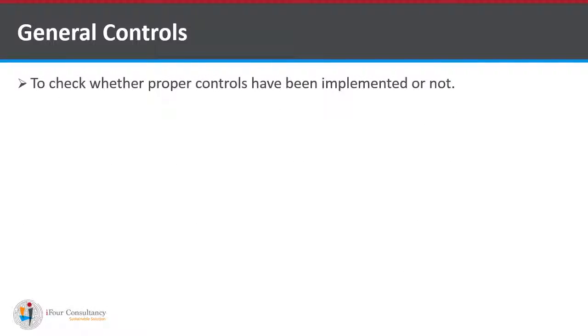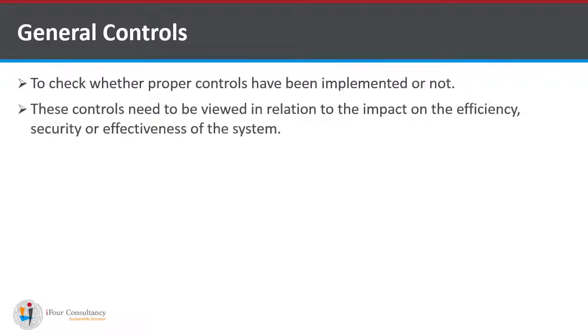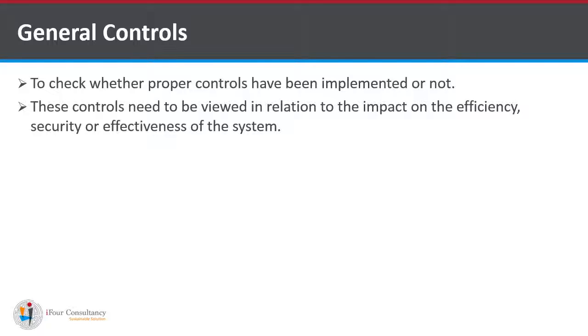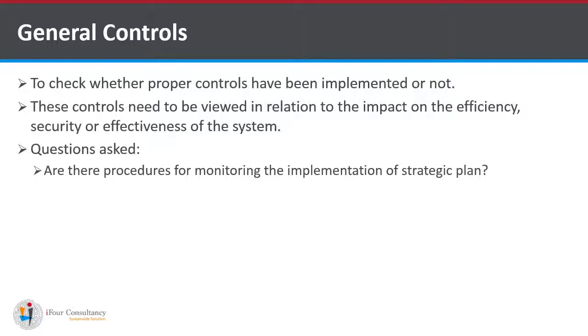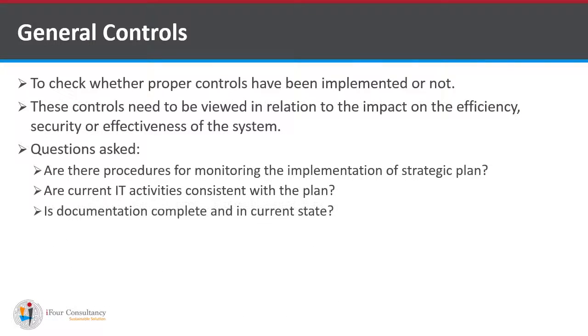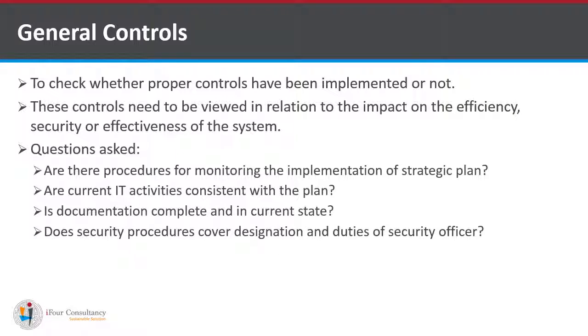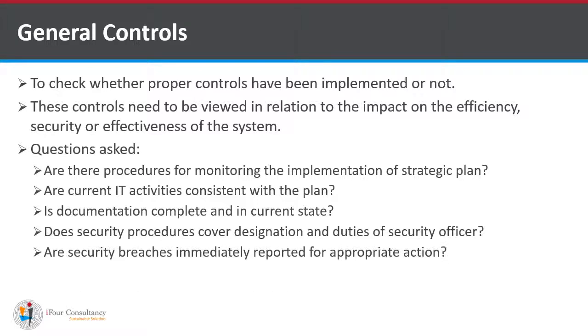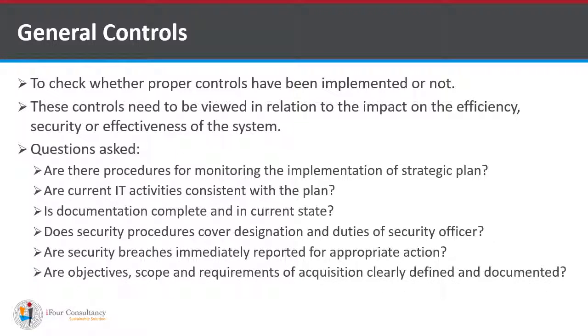General controls, to check whether proper controls have been implemented or not. These controls need to be viewed in relation to the impact on the efficiency, security, or effectiveness of the system. Questions asked: are there procedures for monitoring the implementation of strategic plan? Are current IT activities consistent with the plan? Is documentation complete and in current state? Does security procedures cover designation and duties of security officer? Are security breaches immediately reported for appropriate action? Are objective, scope, and requirements of acquisition clearly defined and documented?